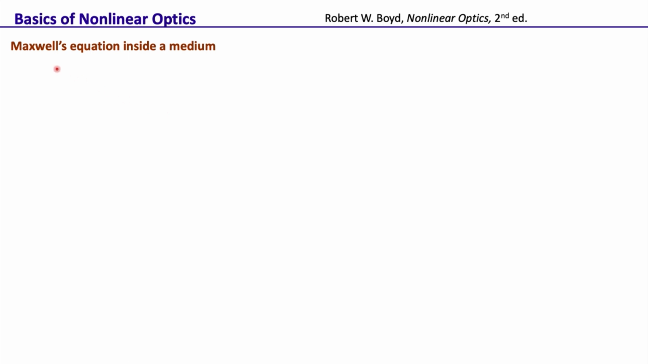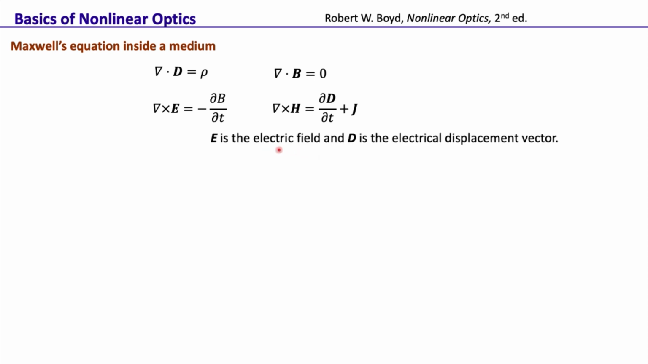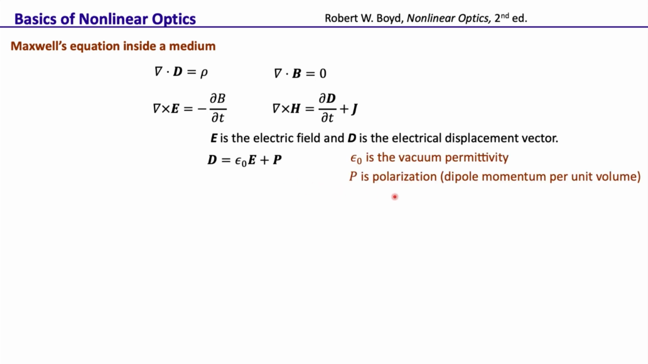So first of all, Maxwell's equations inside a medium are given by these 4 equations, where E is the electric field and D is the electric displacement vector. These two are related by this expression, where D is epsilon naught E plus P, epsilon naught is the vacuum permittivity, and P is called the polarization. Polarization is dipole moment per unit volume.